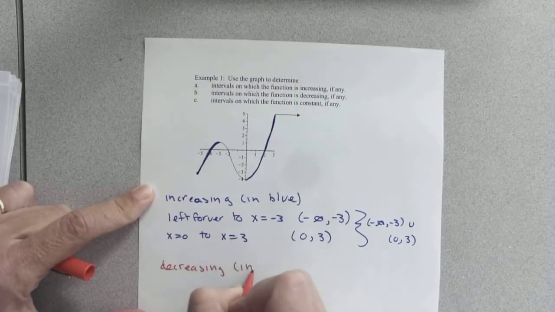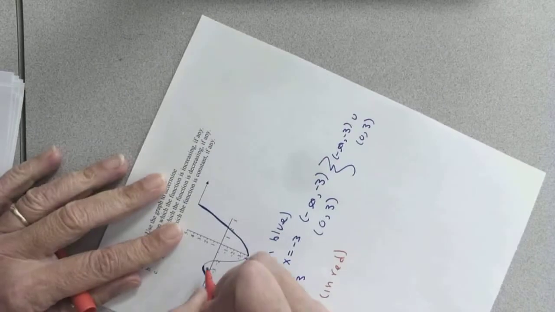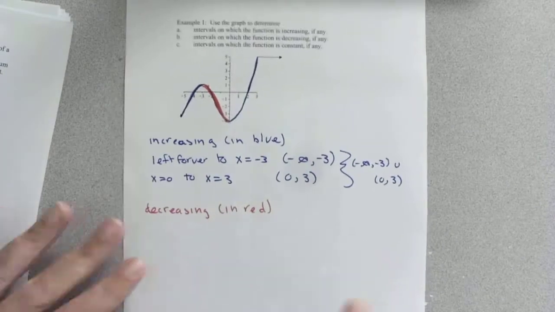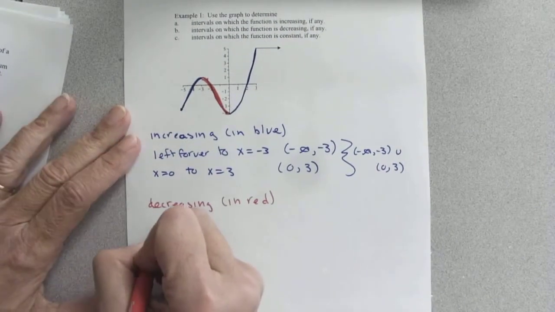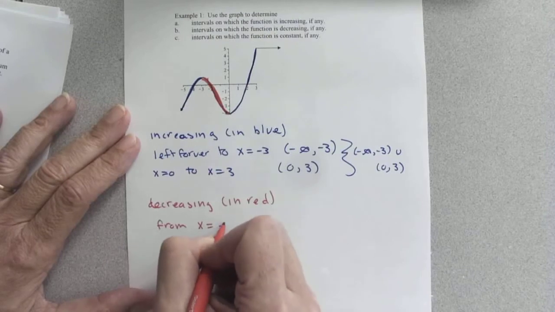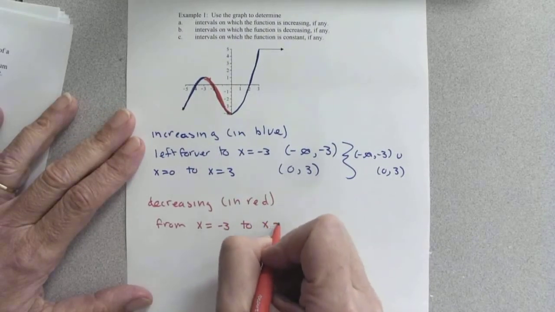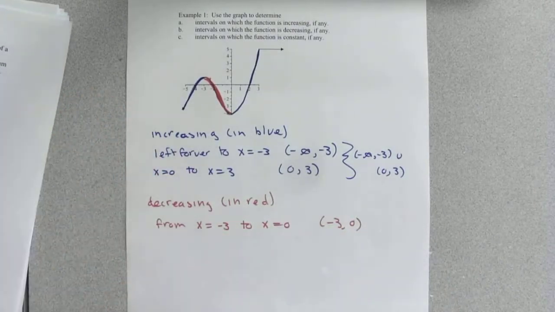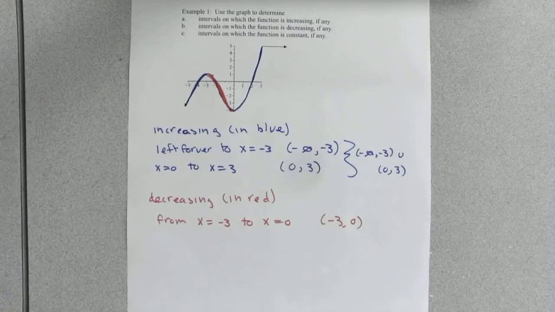Decreasing. In red. So we're decreasing just right in there. And that'd be from x equal negative 3 to x equals 0, or the interval negative 3 to 0. And again, it is parentheses, not square brackets. It can't be a square bracket because at those numbers, negative 3 and 0, that's where we're changing. And so you can't say it's still increasing or still decreasing there because that's where it's changing.